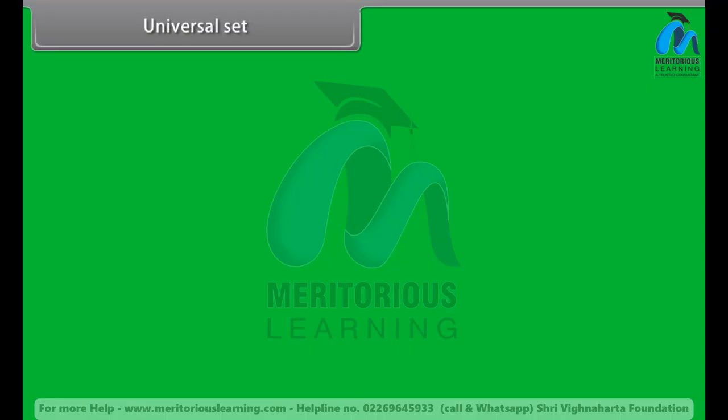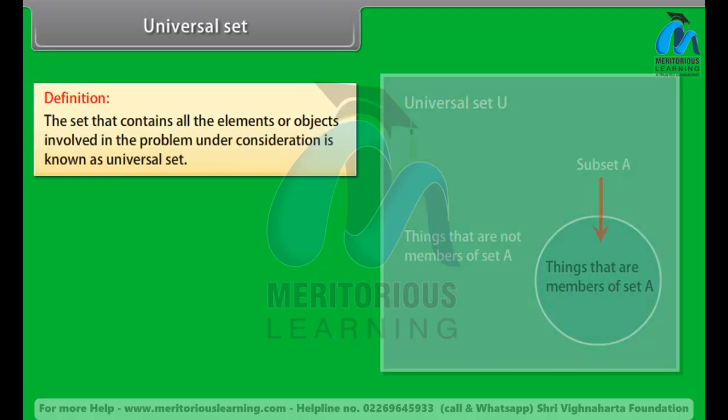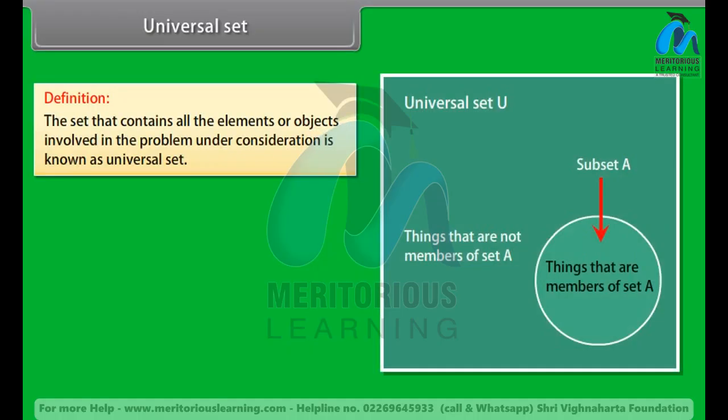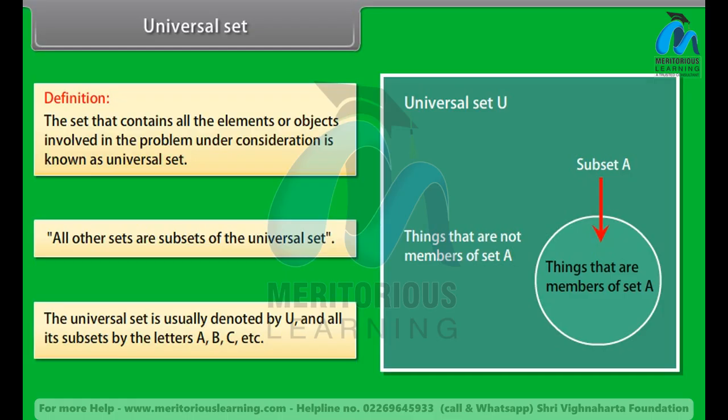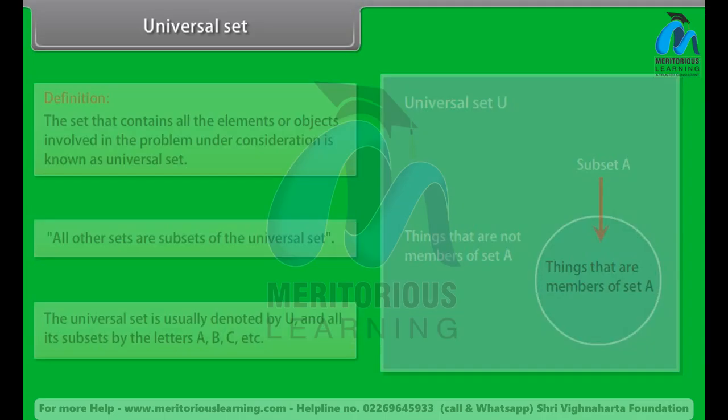Universal set. Definition. The set that contains all the elements or objects involved in the problem under consideration is known as universal set. All other sets are subsets of the universal set. The universal set is usually denoted by U, and all its subsets by the letters A, B, C, etc.